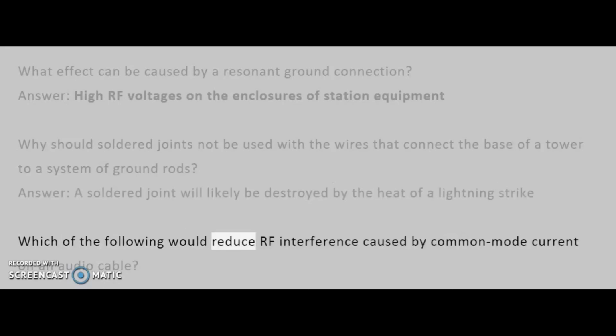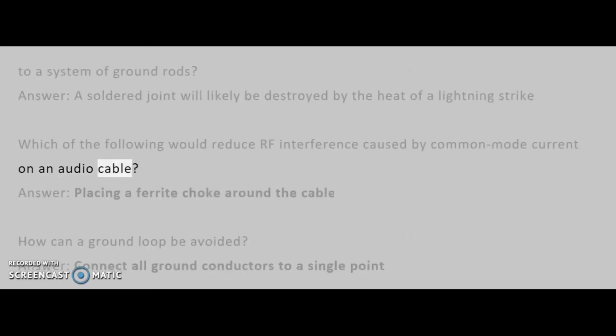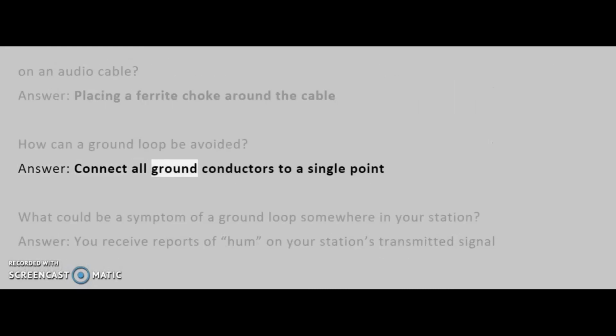Which of the following would reduce RF interference caused by common mode current on an audio cable? Answer: placing a ferrite choke around the cable. How can a ground loop be avoided? Answer: connect all ground conductors to a single point.